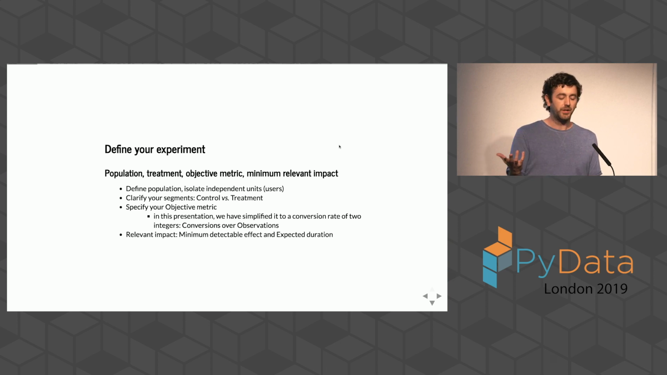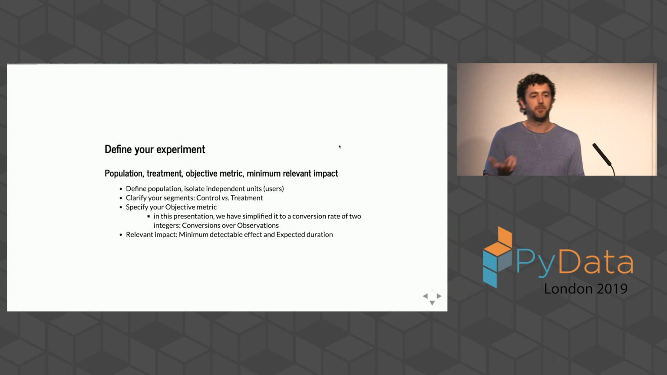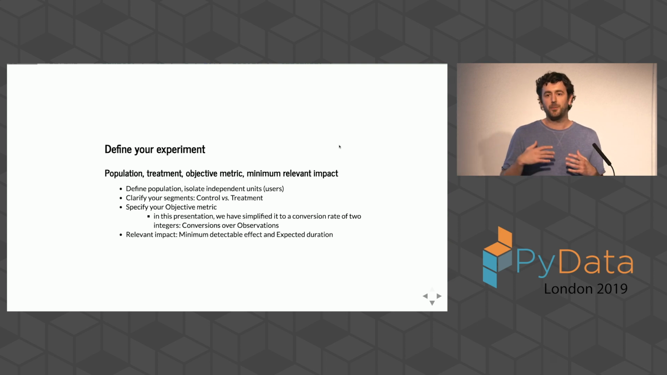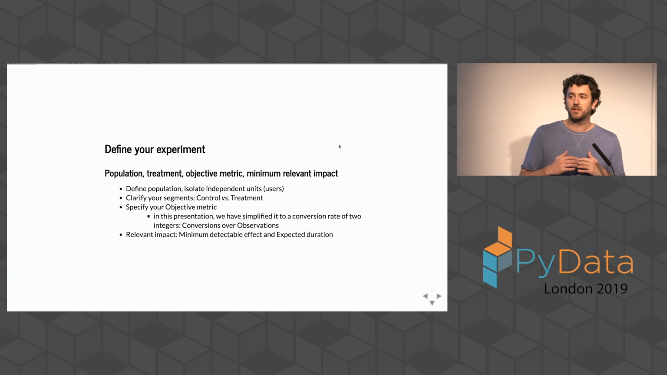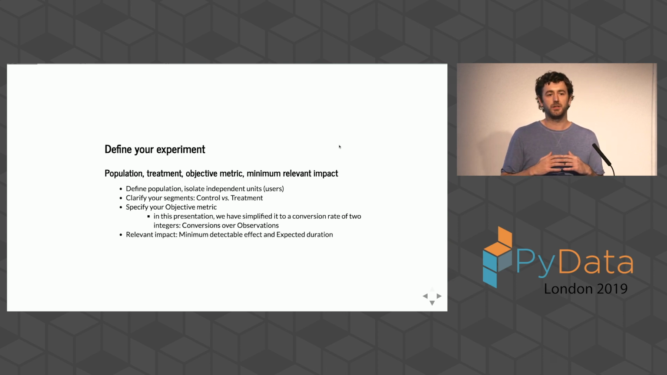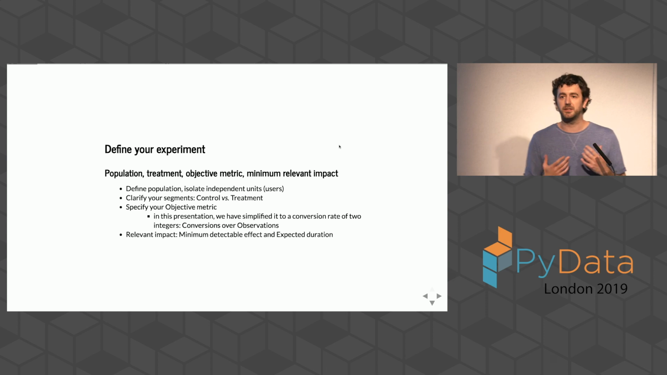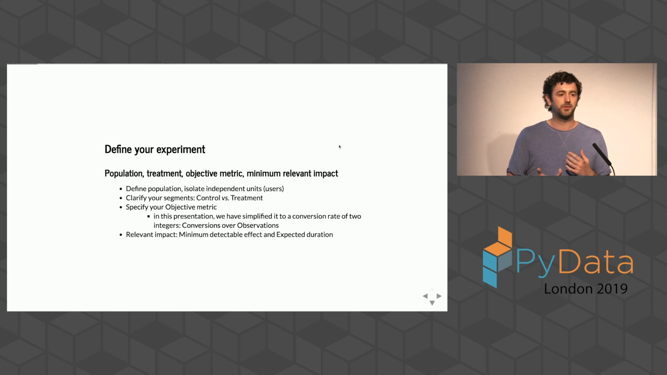And the other thing is the minimum relevant impact. This is basically what difference is relevant to you. So let's say that you have an e-commerce site and you have an average order value of 30 euros, for example. So on average, each item that people buy costs 30 euros. If you increase to 35 euros, then that's a relevant change. But if you increase to 30.001 euros, then nobody cares.